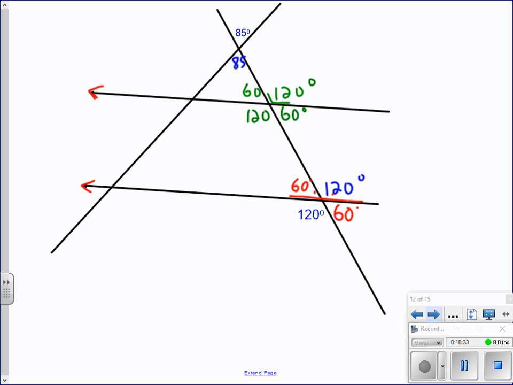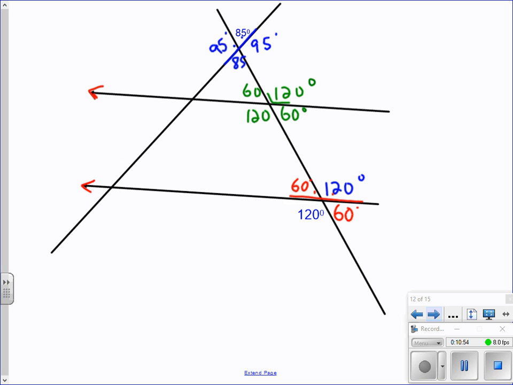All right, so far so good. Where would we go next? Well, we've got a straight line here, and these two have to be 180 degrees, and one of them is 85, so that means that this one's got to be 95. 180, take away 85. And the opposite one is also 95 degrees.